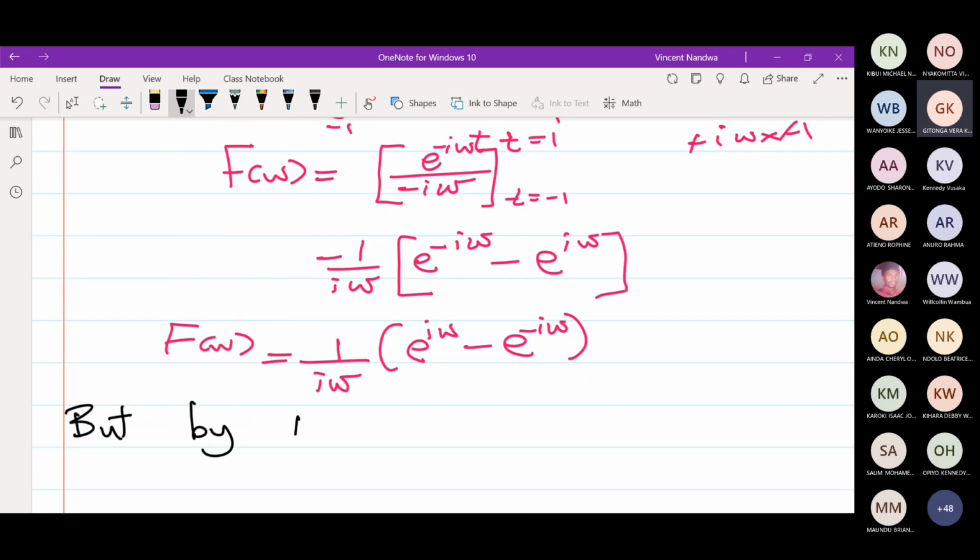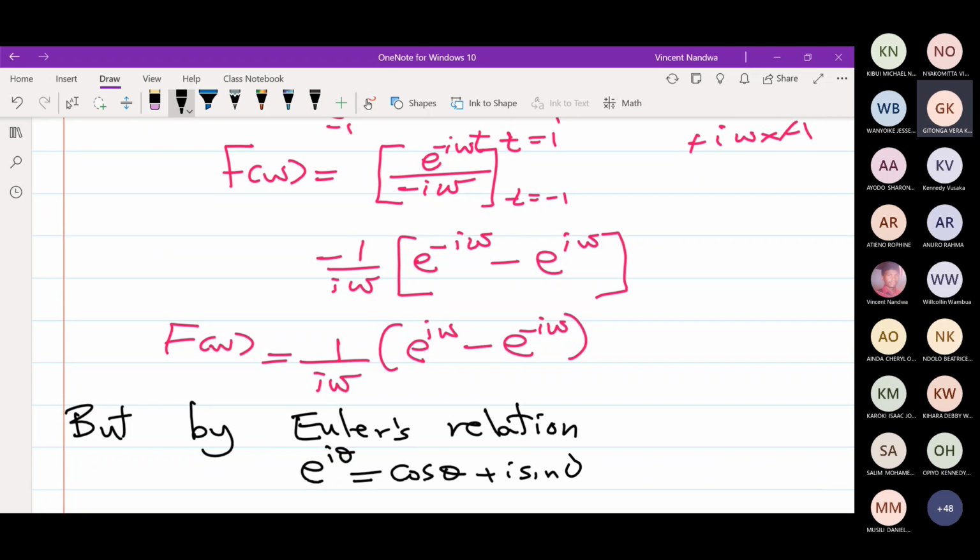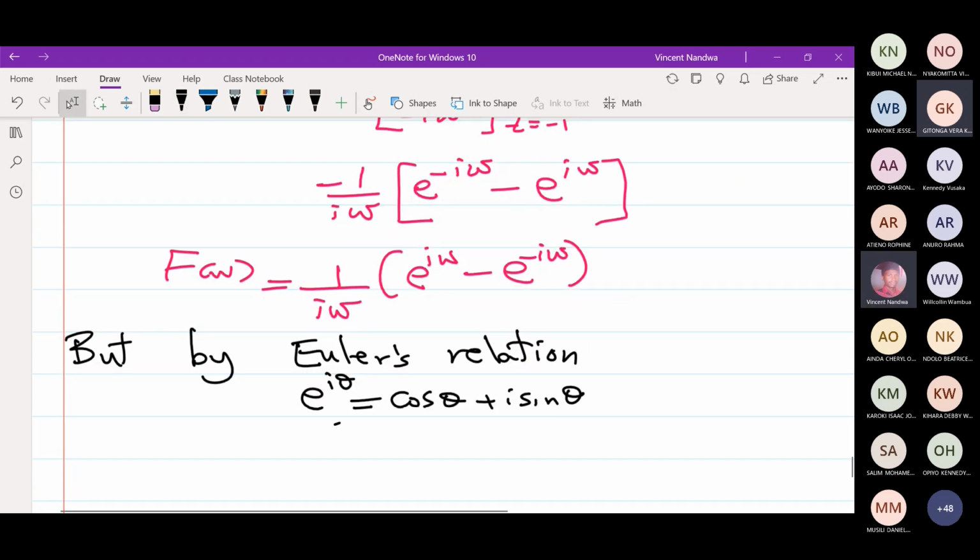But we know from your pure math in first year, by Euler's relation, that e raised power I theta is cosine theta plus I sin theta, and e raised power negative I theta is given by, for those who are still revising their first year notes, e power negative I theta.